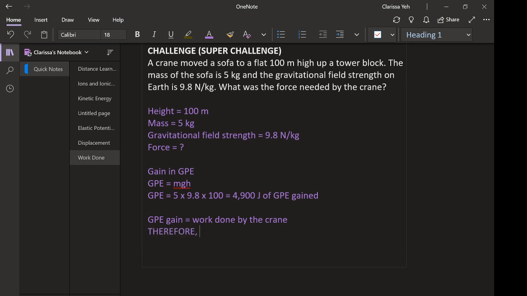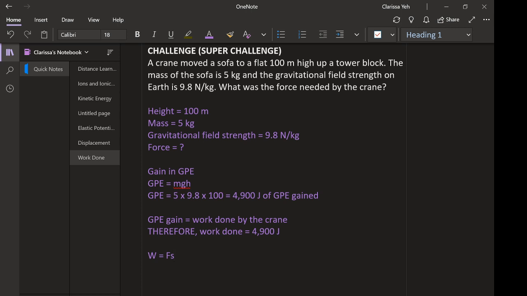So therefore, work done was 4,900 joules as well, because that was how much energy got transferred to our sofa. Now the question asks, what was the force needed by the crane? So I am thinking we gotta use our formula, work equals force times distance, because that is the formula that translates energy and force. That's the formula that links those two together.